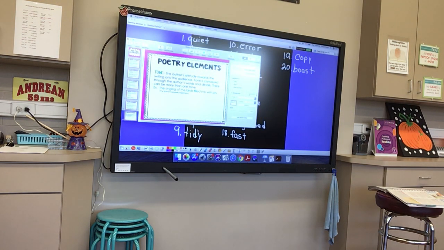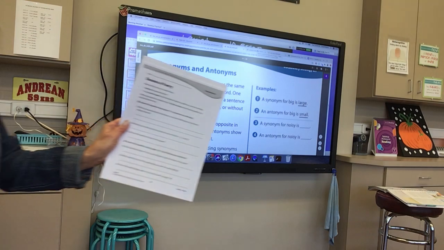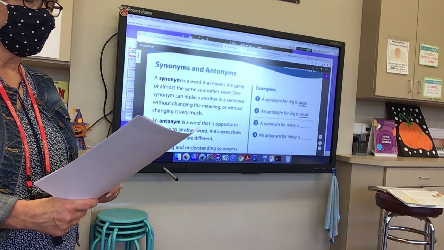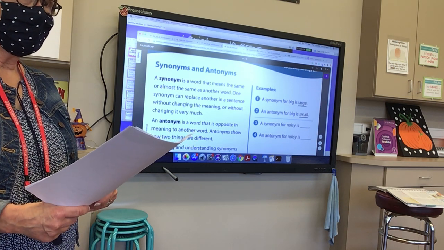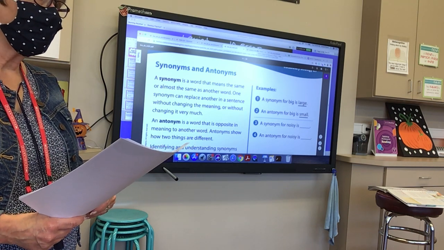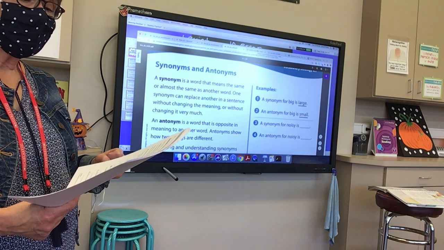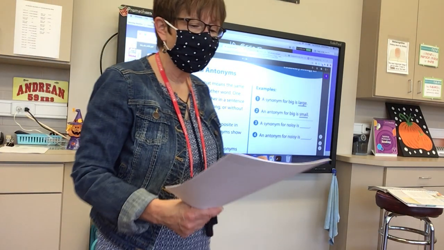I'm going to get out of there, and we have to get into our book. Now, I gave you a paper that looks like this, and it says poems can be set up in special ways. Stanzas. Stanzas are groups of lines. And then it says in an acrostic poem, which we saw, the first letter of each line spells out a word or phrase.